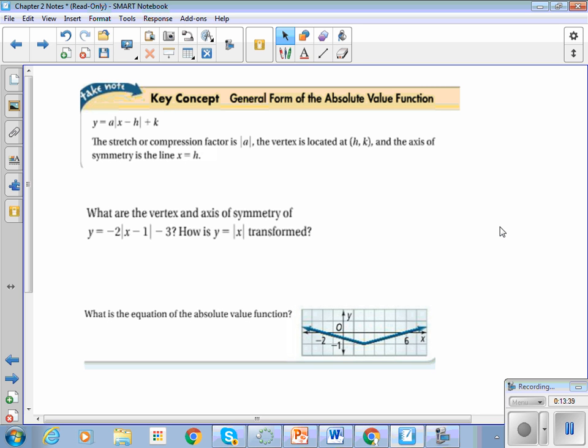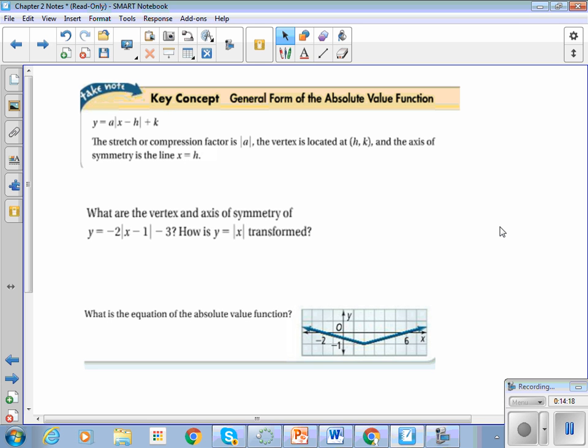Now we're going to put it all together. So the different possibilities of our absolute value function, here's our general form: y equals some number a times the quantity absolute value x minus h, plus k, where a is going to stretch or compress. The vertex, or the point of my absolute value V shape, is going to be at h comma k, and then the axis of symmetry, where everything lines up, is at x equals h.